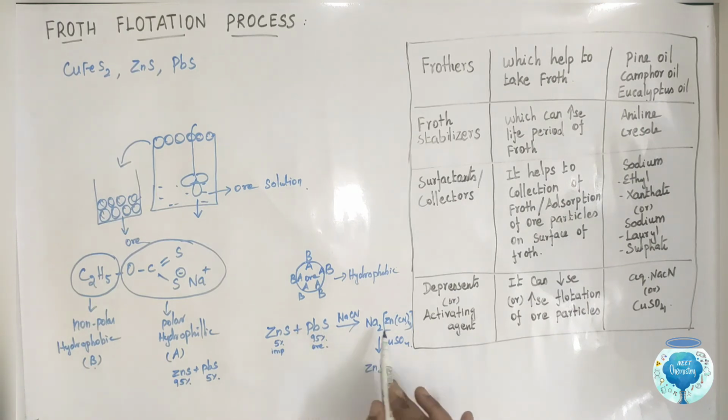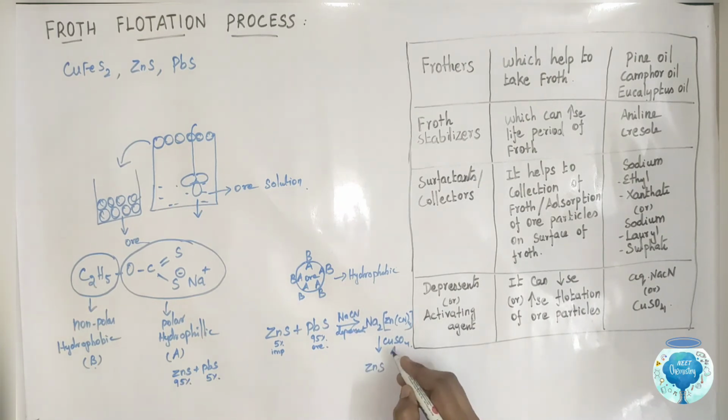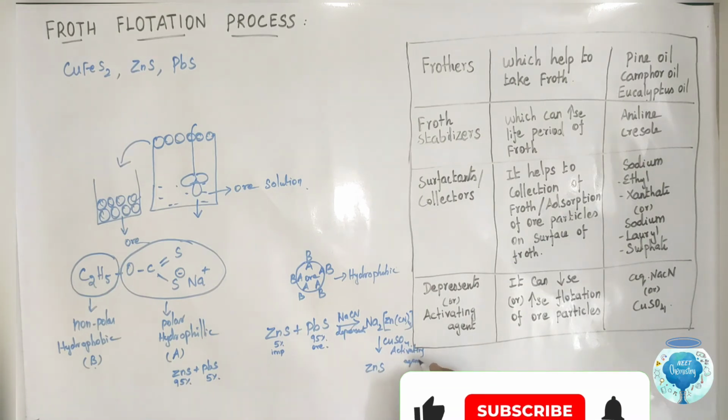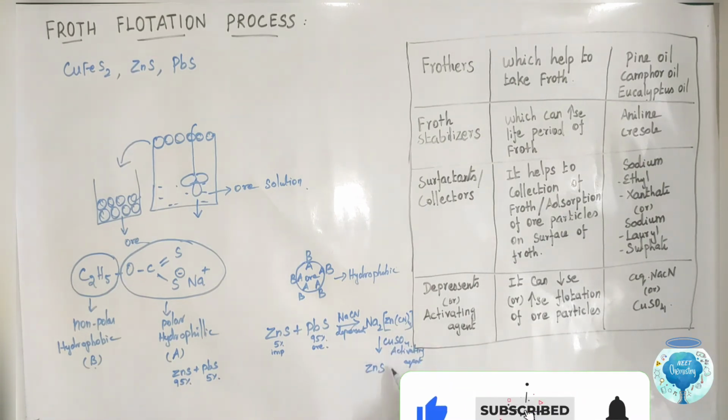So first the complex forms on addition of the depressant. The depressant decreases the flotation of ore particles. Second time we add the activating agent, to increase the flotation of ore particles. Thank you.